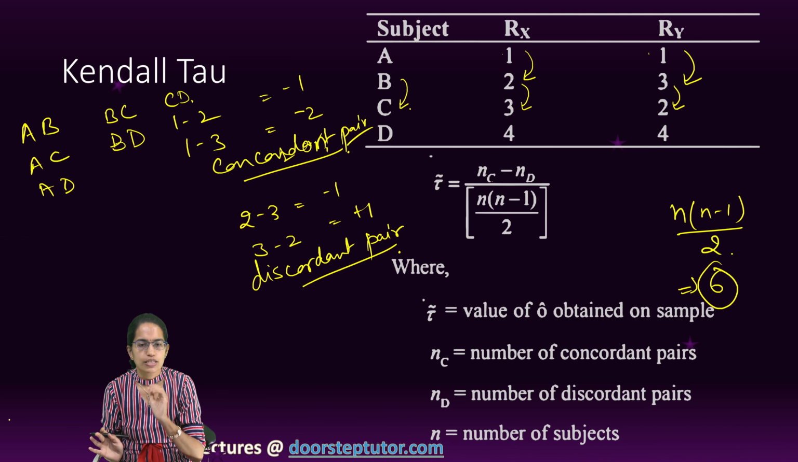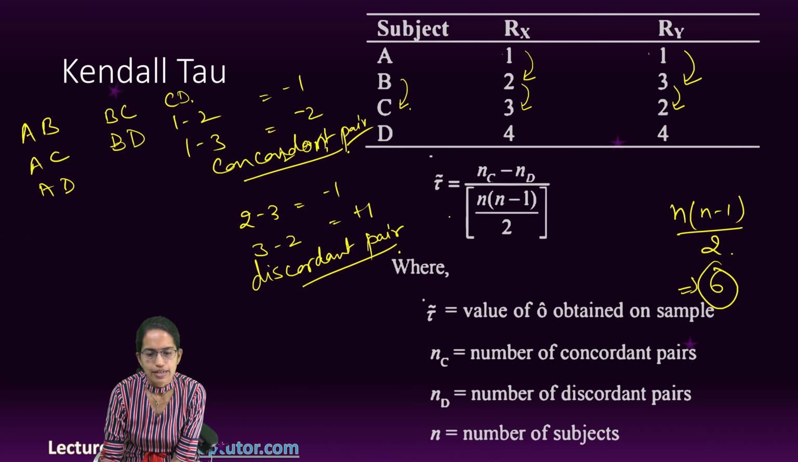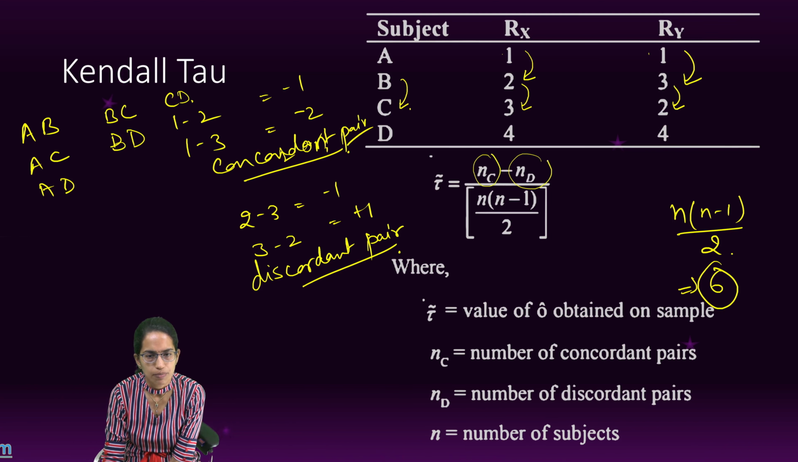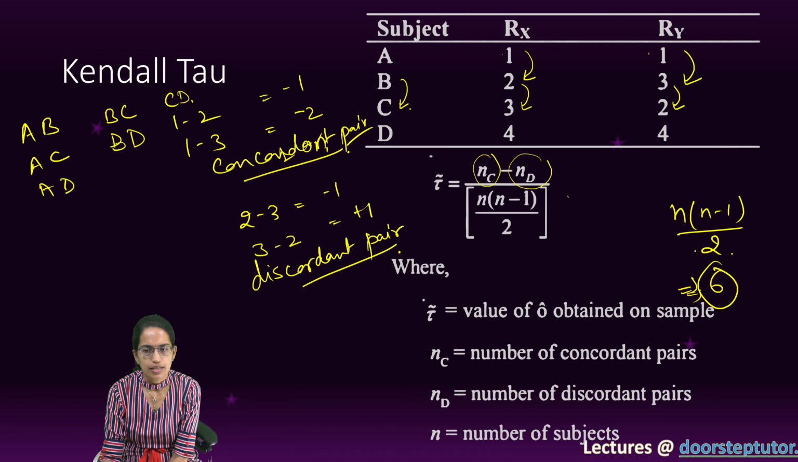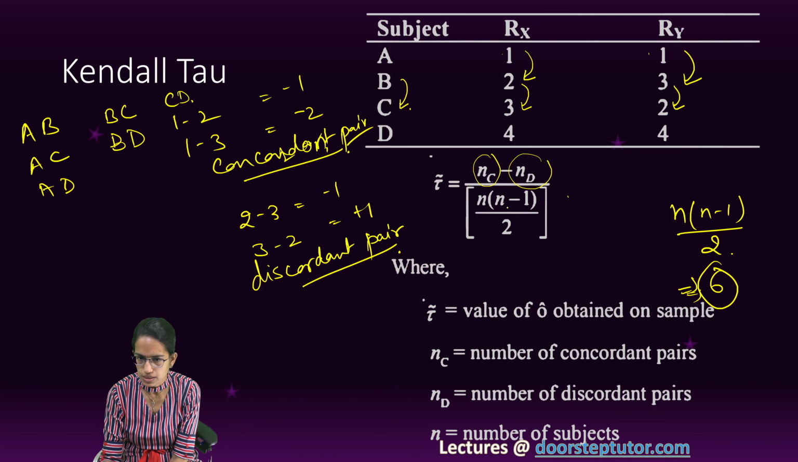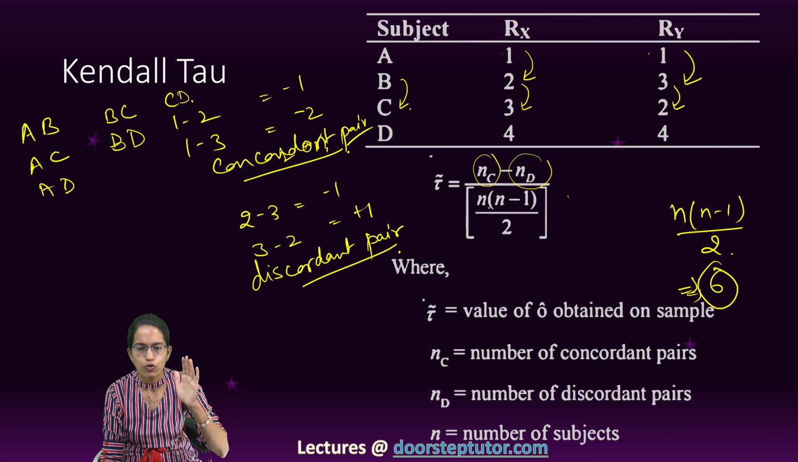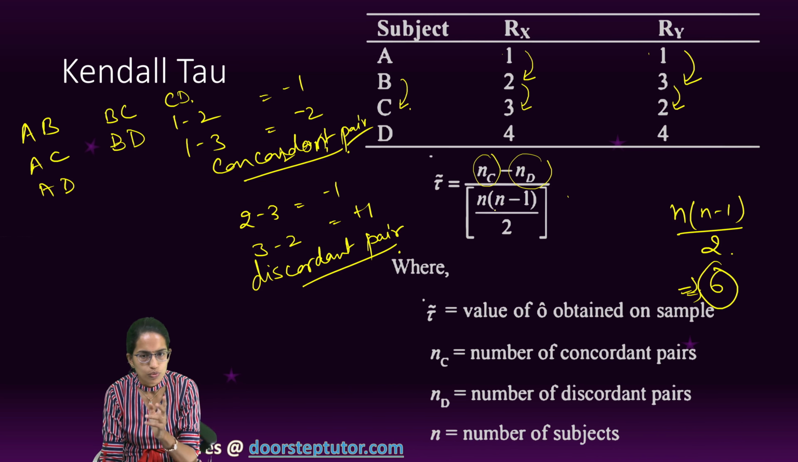Now what is the formula for Kendall's Tau? The formula is very simple: number of concordant pairs minus number of discordant pairs, divided by n into n minus 1 by 2, which is 6 in this case, because there are 4 subjects. So 4 into 3 divided by 2 is 6.